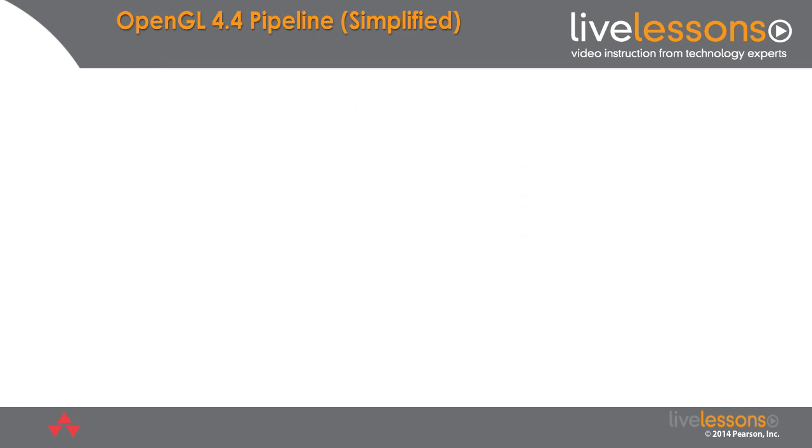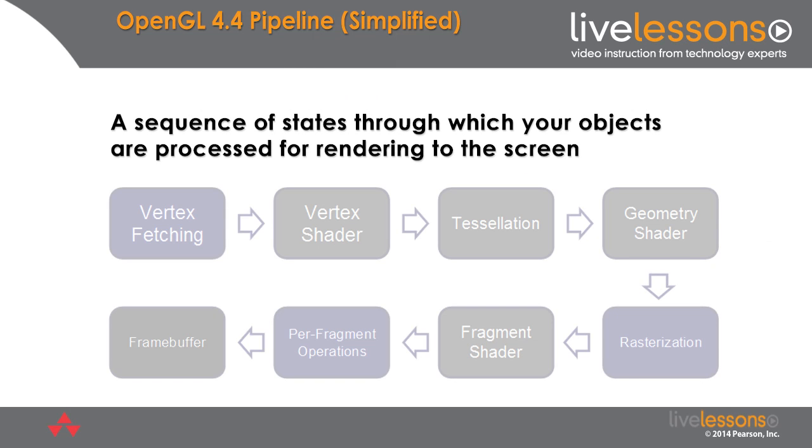This lesson covers the OpenGL graphics pipeline, a sequence of stages through which your objects are processed for rendering to the screen. This will not be an exhaustive tour of the pipeline, but a practical overview with emphasis on the aspects that are most important for these introductory lessons. This is a simplified view of the OpenGL 4.4 pipeline.